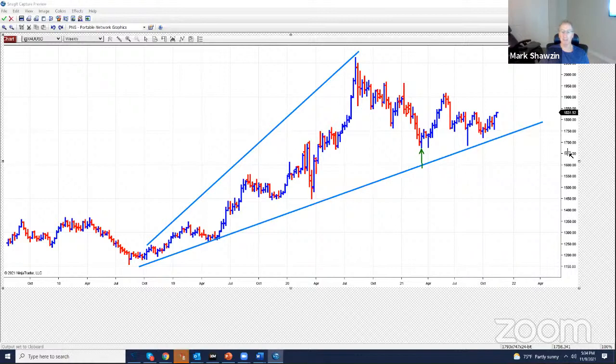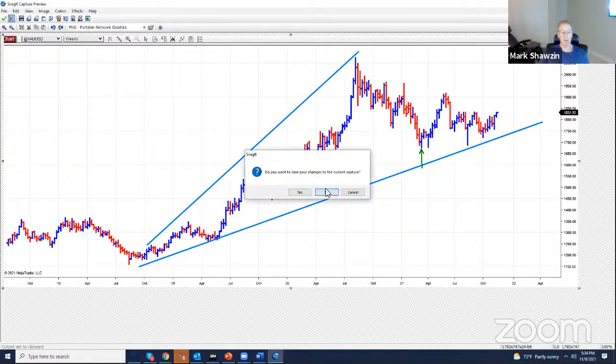I wanted to talk about risk management, and again just reinforce how I look at these patterns. This is the one trade that I'm looking at tomorrow. I'll leave you with this.